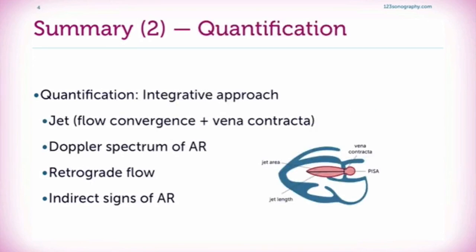ventricle. With respect to quantification, it's very important to always use an integrative approach, to look at the jet, especially the proximal portions of the jet, with the PISA, the flow convergence zone, and the vena contracta. We can also use the Doppler spectrum, which however does not work in all patients. The retrograde flow from a suprasternal approach shows how much blood flow regurgitates back into the left ventricle. And then also the indirect signs of aortic regurgitation, which I mentioned previously.